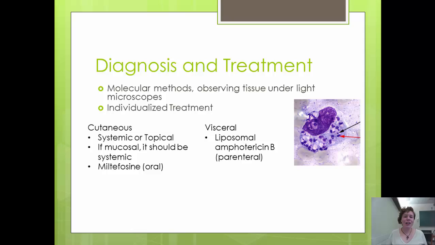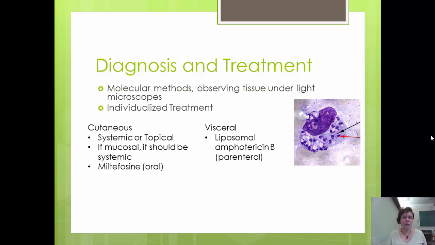Okay, so now we're going to be talking about diagnosis and treatment. When it comes to diagnosing Leishmaniasis, we can do it either through molecular methods or simply by observing infected tissue under a light microscope. As you can see in the picture here, we have a macrophage that contains visceral Leishmaniasis being viewed under a light microscope. When it comes to treating it, you have to do very individualized treatment just because of how many different species of Leishmaniasis there are.